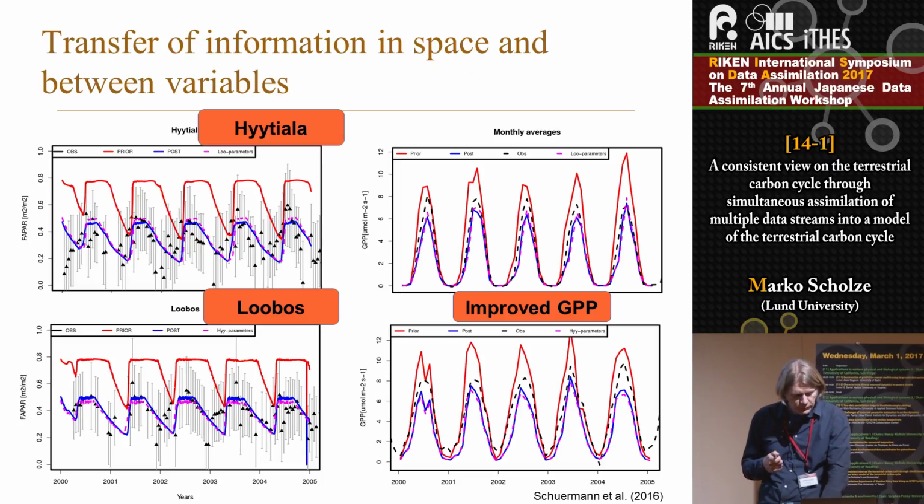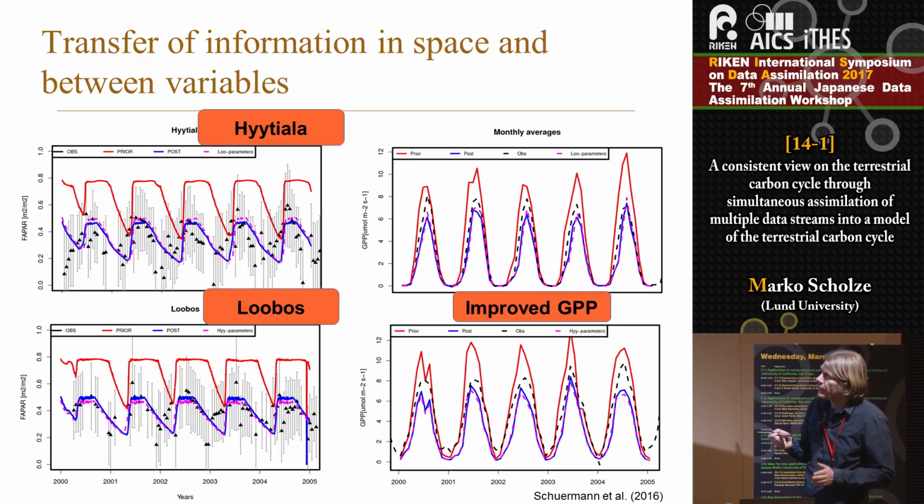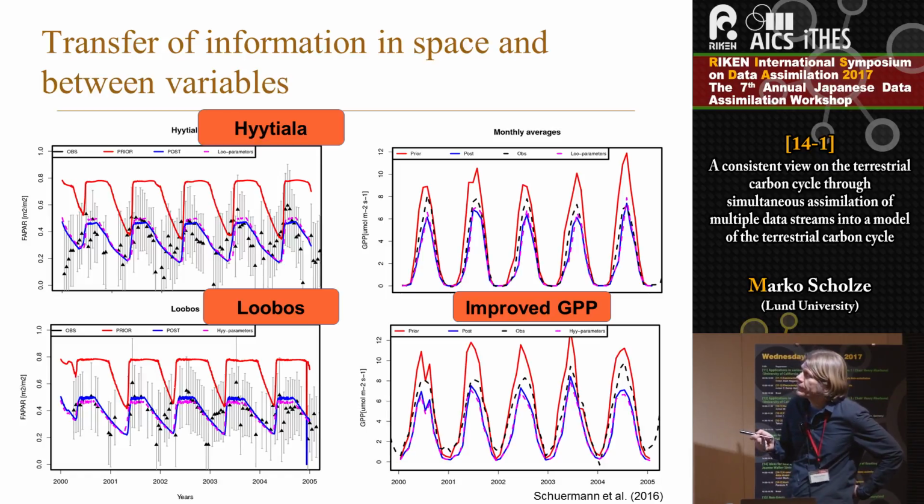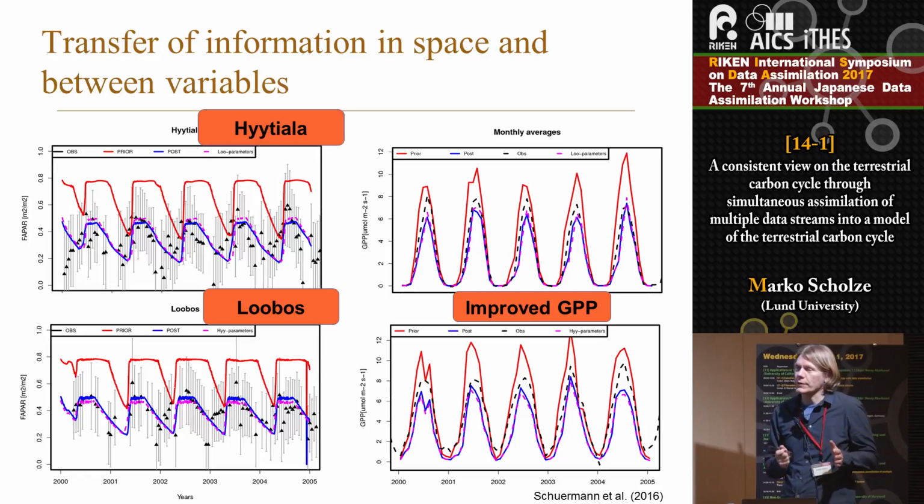observations. And here is an example of the FAPAR assimilation for one site in Finland, where you can see the observations as triangles. The prior is a red line, and the blue is the posterior line. And then there's also a magenta line, which is assimilating the data from a different site, and using then the parameters for this site here, Hyytiälä. So we see when we assimilate data at one site, we learn something also for our other sites, and the same is shown here.